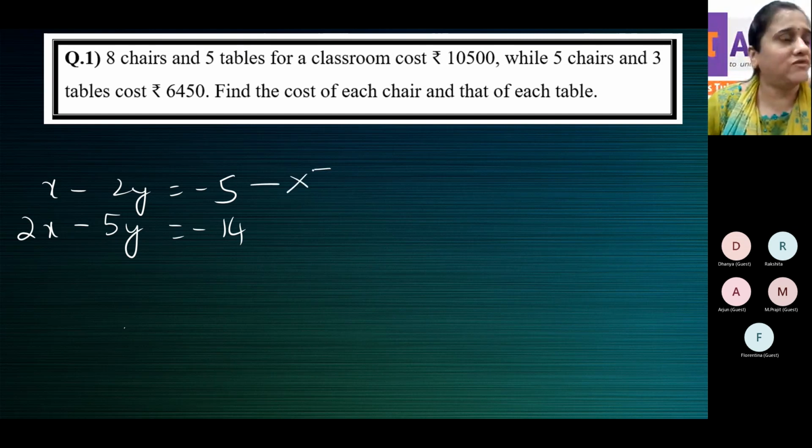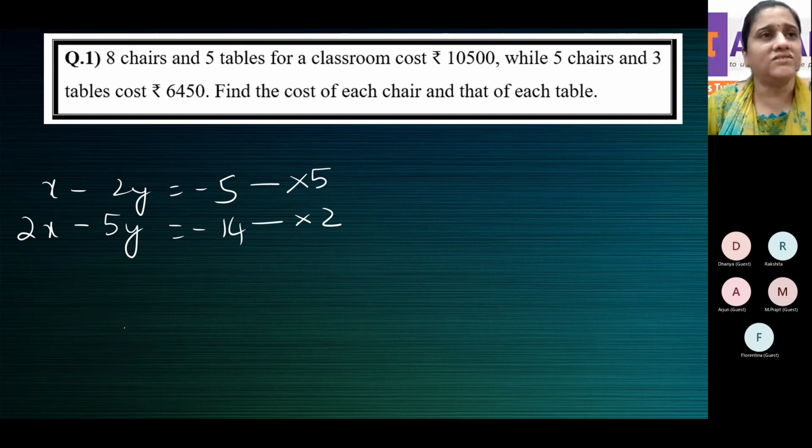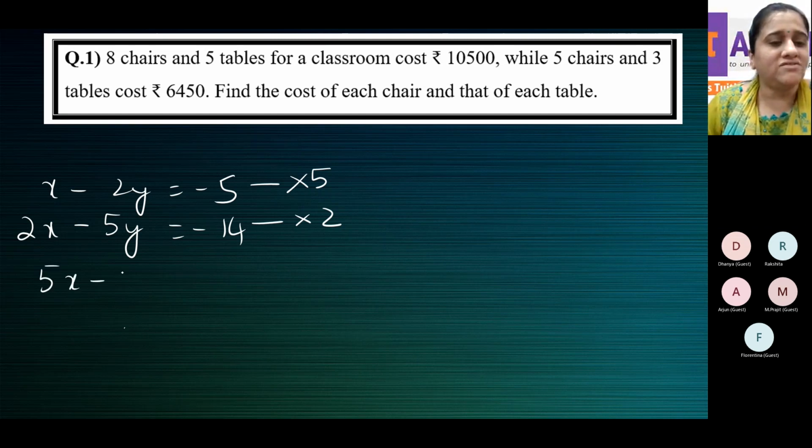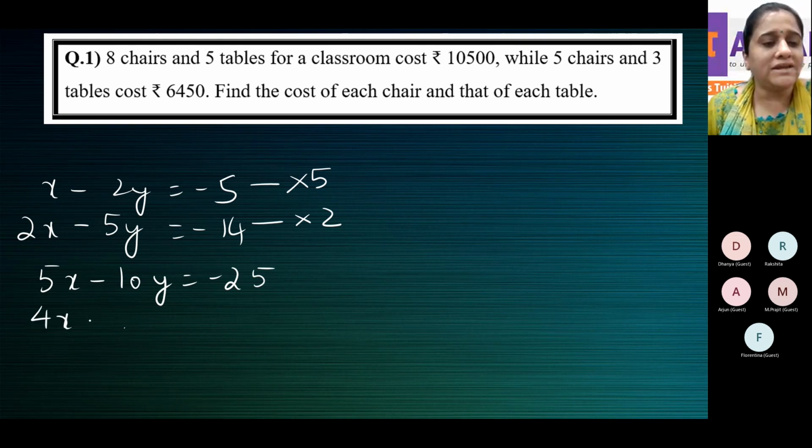Into 5. So I need to multiply the first equation by 5. So 2 into 5 will become 10. And then the second equation by 2. Now forget the signs, signs we can manage. Now just the number. So the LCM of 2 and 5 is 10. So we multiply the first equation by 5 and the second equation by 2. So now what happens? 5x minus 10y is equal to minus 25 and 4x minus 10y is equal to minus 28.